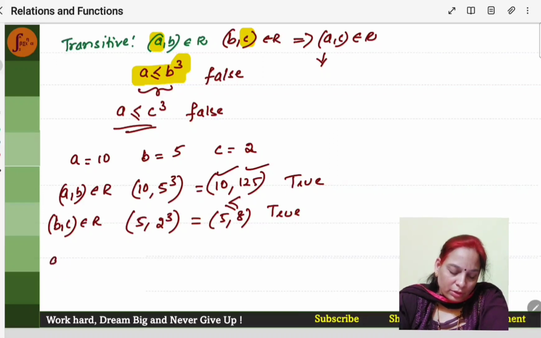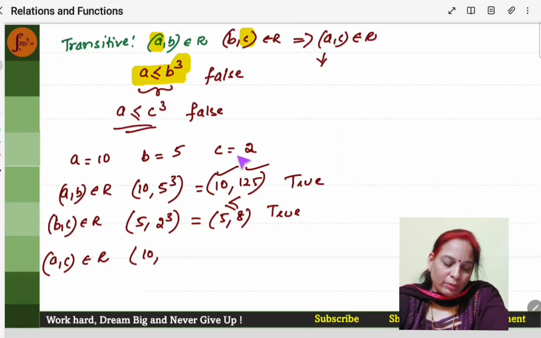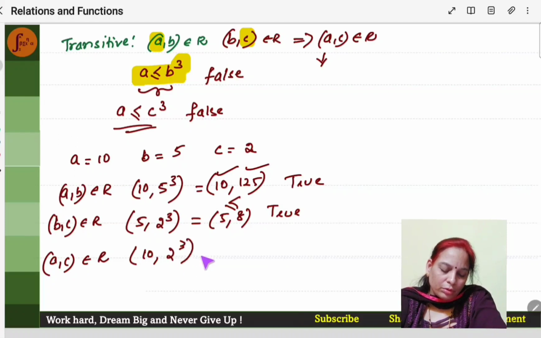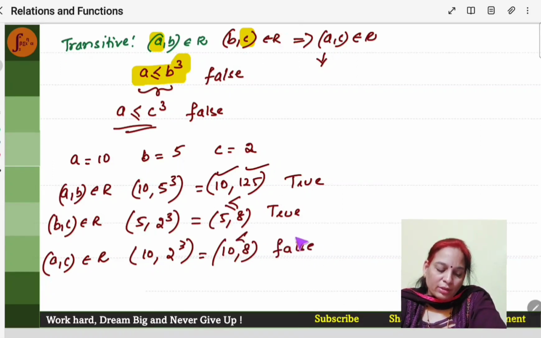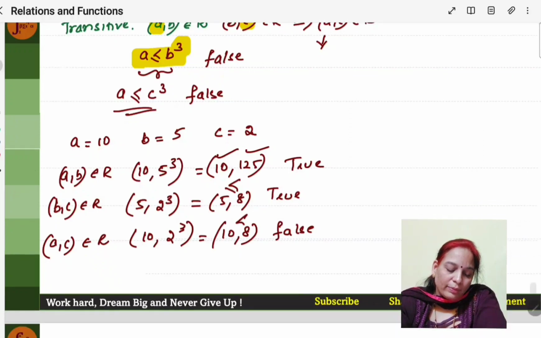AC combination. AC belongs to R. Now A is 10. C should be the cube of that element, cube of 2, 2 cube, which is 10 comma 8. Now, is 10 less than 8? No, false. So we found a case where A is less than or equal to C cube is false. This condition is false.